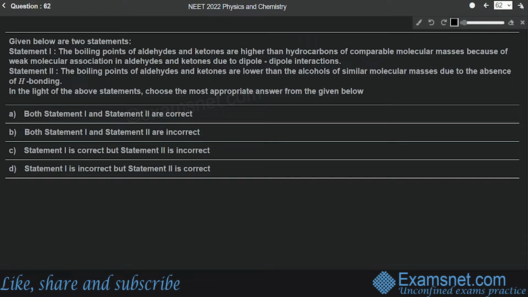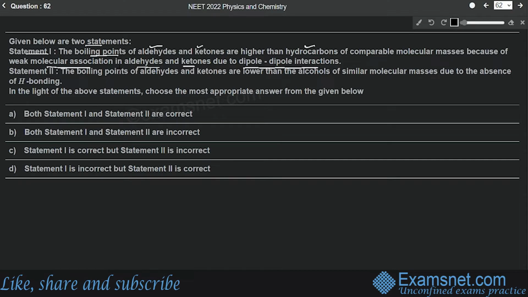Question number 62 is from the chapter Aldehydes, Ketones and Carboxylic Acids. Here we are given 2 statements. The first statement is: the boiling points of aldehydes and ketones are higher than hydrocarbons of comparable molecular masses because of weak molecular association in aldehydes and ketones due to dipole-dipole interactions.